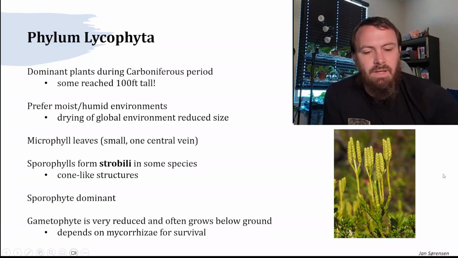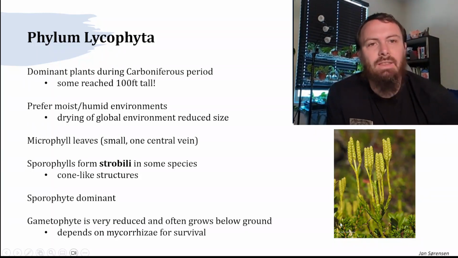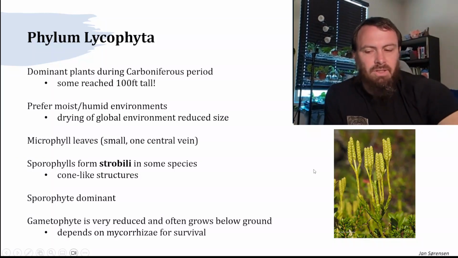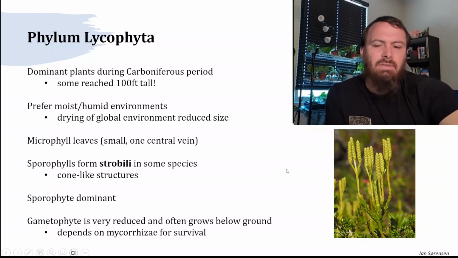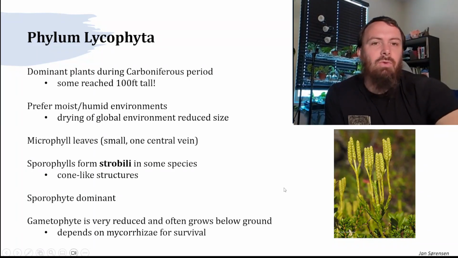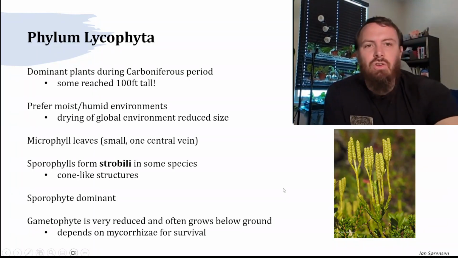And they are sporophyte dominant. So when you're looking at them, you're pretty much always looking at the sporophyte. The gametophyte is often very tiny, very reduced, oftentimes just below ground, and depends on mycorrhizal relationships to survive. And so you're not really finding the gametophyte for these plants. You're pretty much only looking at the sporophyte.